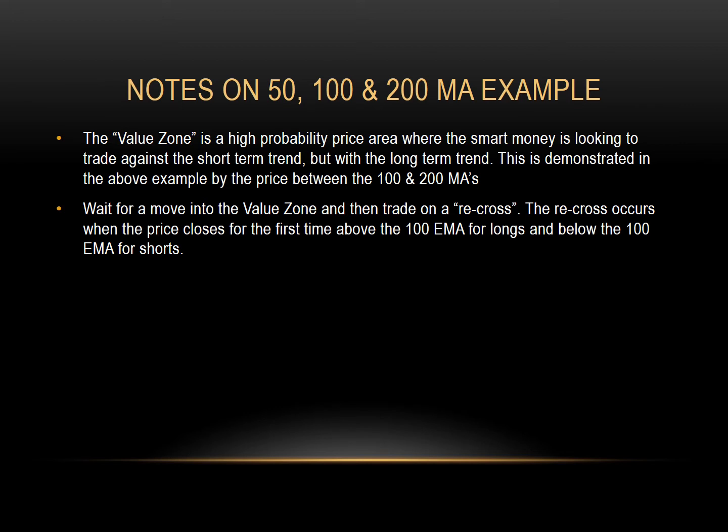Notes on the previous moving average example where we used the 50, 100 and 200. The value zone is a high probability price area where the smart money is looking to trade against the short-term trend but with the long-term trend. This is demonstrated in the above example by the price between the 100 and 200 moving averages. Now wait for the move in the value zone and then trade on a recross.